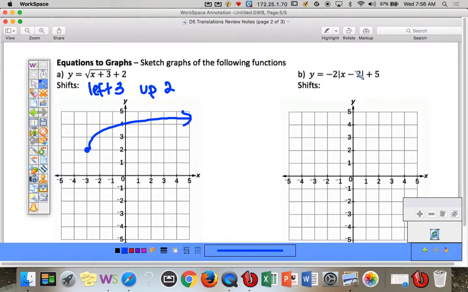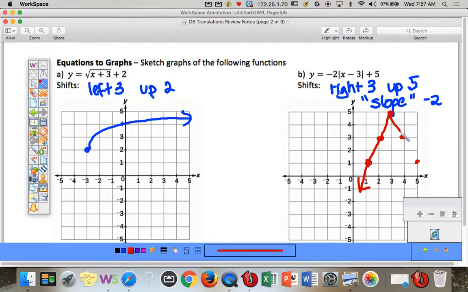The next one we have on the inside -3, so this means right 3. The plus 5 is up 5. And the -2 means the slope, I'll call it, is -2. So right 3, 1, 2, 3, up 5, 1, 2, 3, 4, 5. Do this in a different color here. So here's the vertex where it changes direction. The slope is -2, means we go down 2 over 1 in each direction. And then we can sketch our line. It's a V-shaped graph. It'll be upside down and skinnier because the slope is -2.